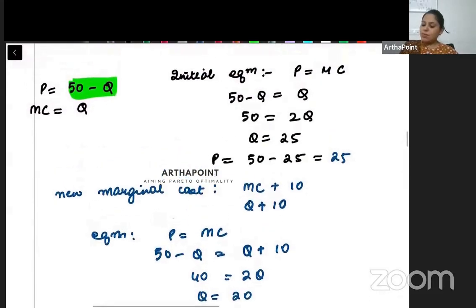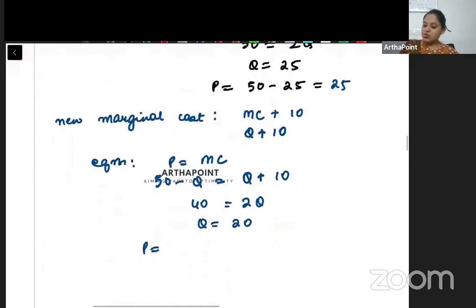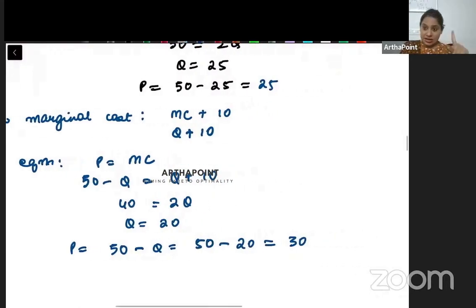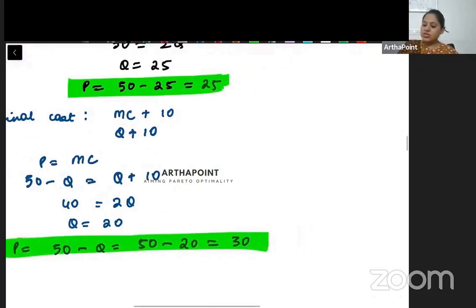If I put this Q back in the price function, what will be P? P will be 50 minus Q. So 50 minus 20, which is 30. So earlier, what was the price? Price was 25. Now, price is coming to 30. So what is the change in price? The change in price will be 5.